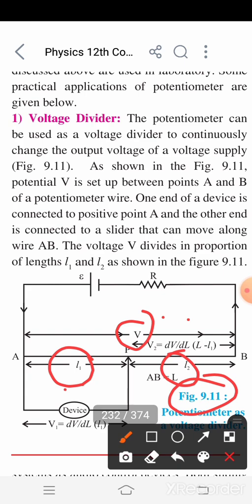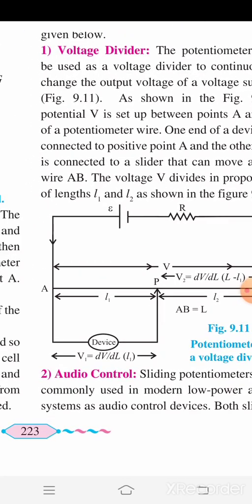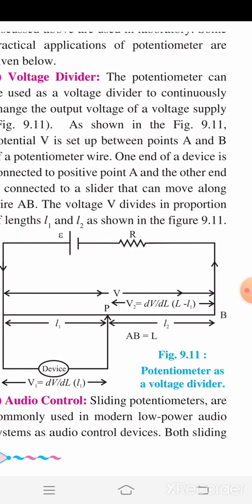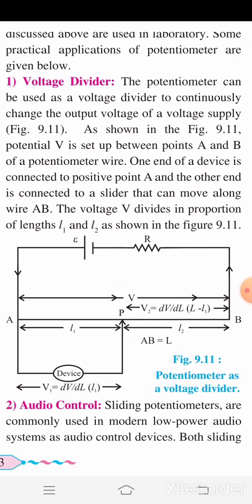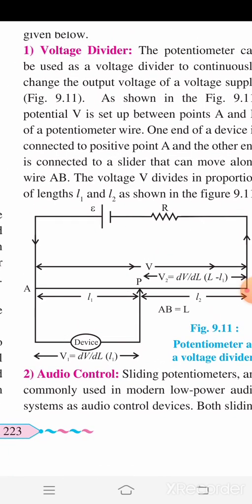Means if we have potential difference between points A and B, then it is proportional to the length L1, and if we measure potential difference between P and B, then it varies in proportion to length L2. That is the voltage divider arrangement. This arrangement is used along with the potentiometer instrument to continuously change the output voltage of a voltage supply.